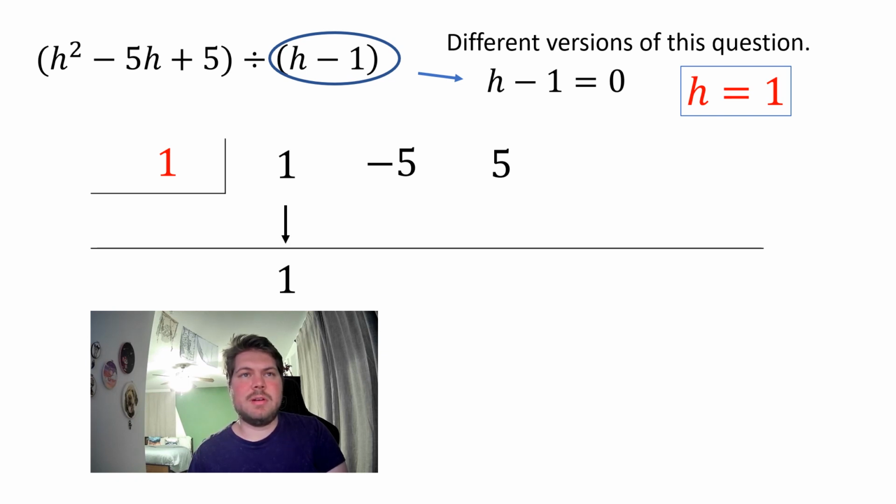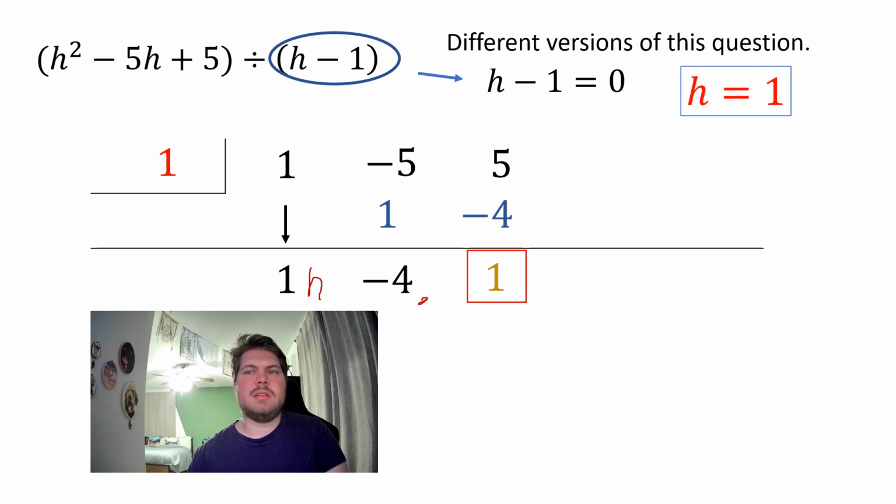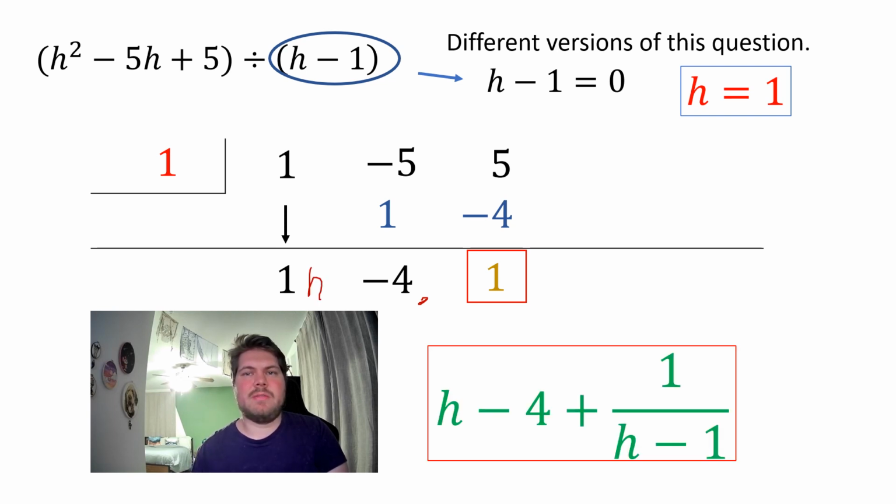Always bring the first number down. And then 1 times 1 is 1. 1 minus 5 is -4. 1 times -4 is -4. 5 minus 4, you get a remainder of 1. So this one, similar to the last one, this will be our constant, and this will be our h, and then this is our remainder, so we'll stay in a fraction with those numbers.